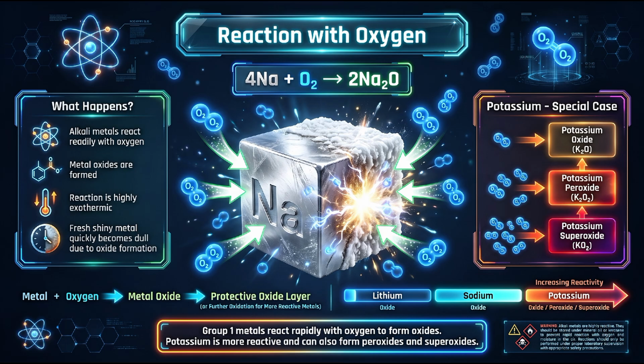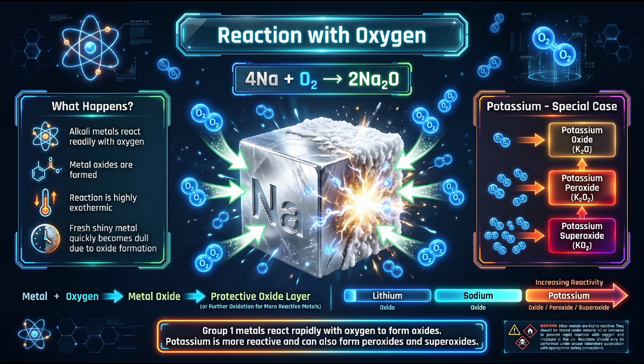This equation represents the basic reaction of alkali metals with oxygen. During the reaction, the metal is oxidized because it loses electrons, while oxygen is reduced because it gains electrons. The product formed is called a metal oxide, which is an ionic compound containing metal ions and oxide ions. The image uses sodium as the main example.